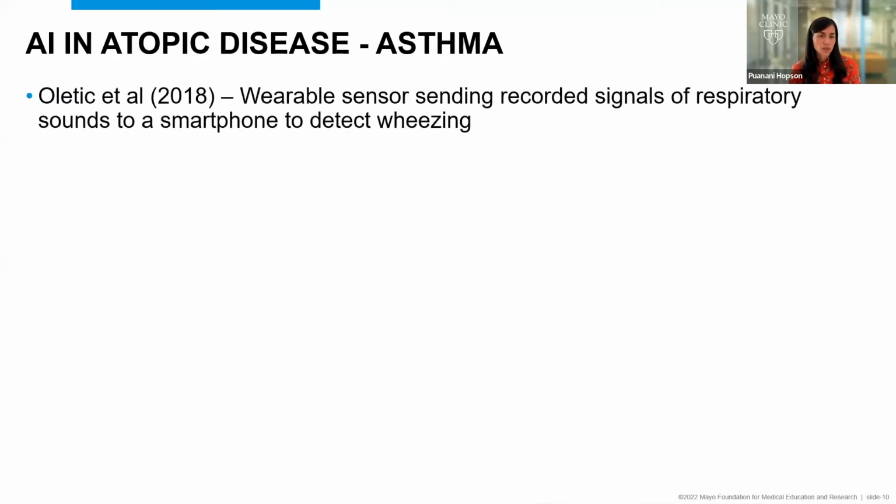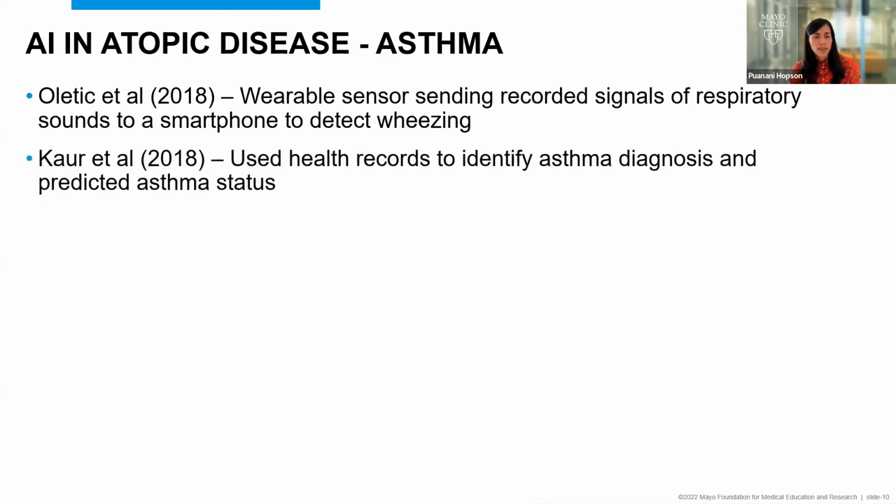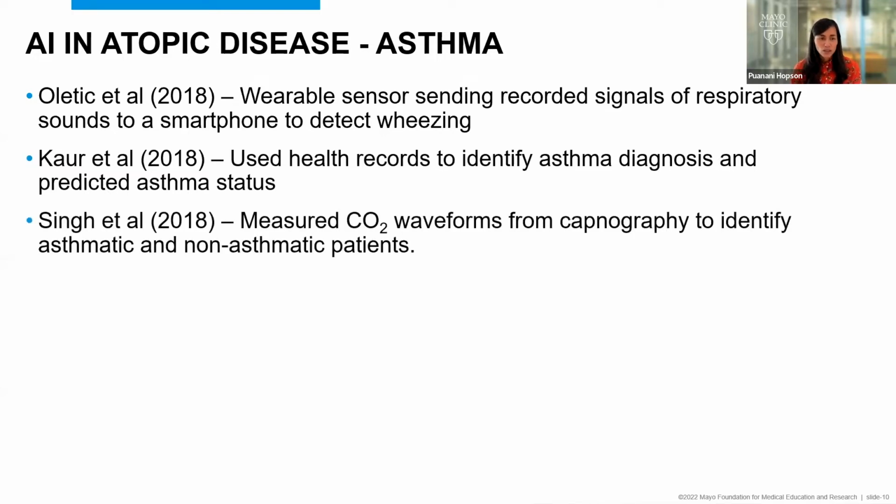So a few studies that I found, one looked at a wearable sensor that was sending recorded signals of respiratory sounds to a smartphone and was able to detect wheezing. The other used health records to identify asthma diagnosis and predict asthma status. So similar to the atopic dermatitis one, using records to say, I found a diagnosis, and now this one takes it a step further where I can predict their type of asthma, the severity, the status of it. Another looked at carbon dioxide waveforms from capnography to identify asthmatic versus non-asthmatic patients.